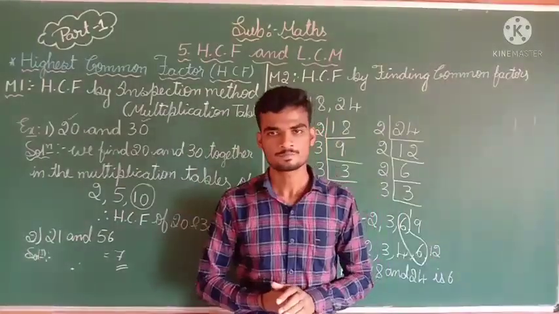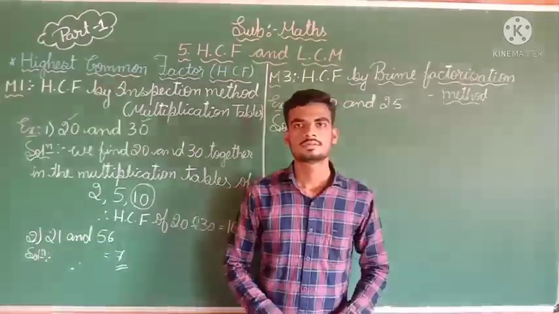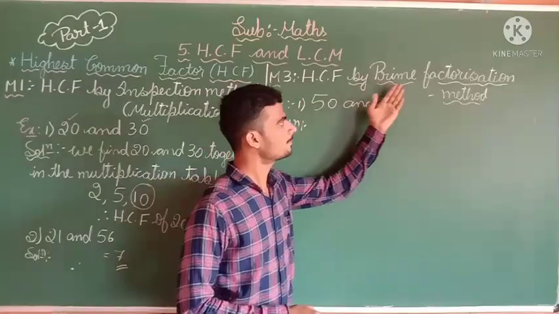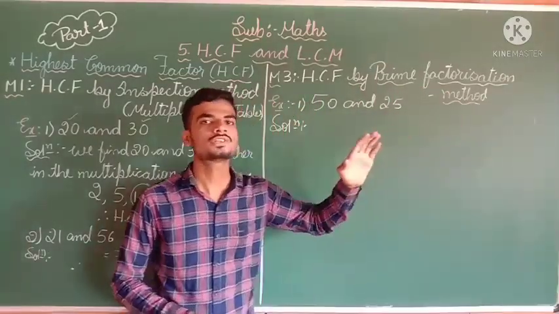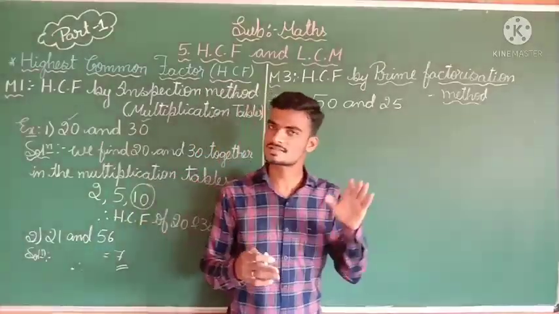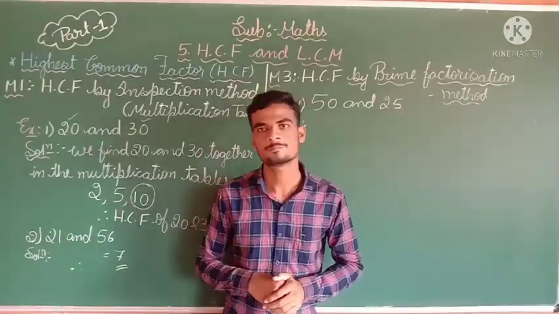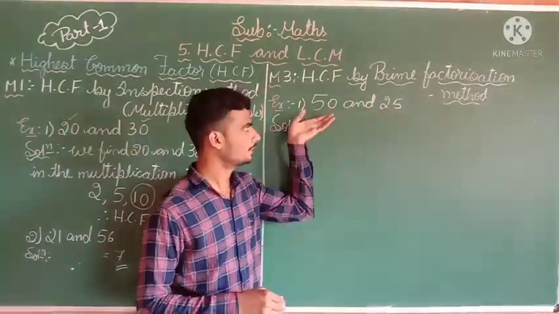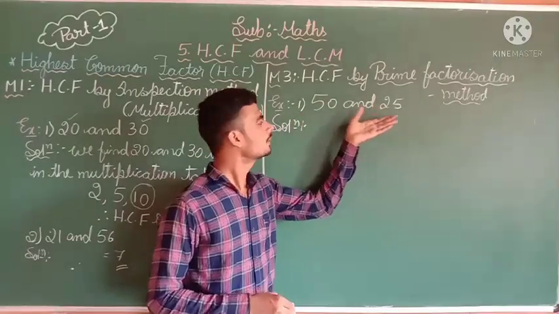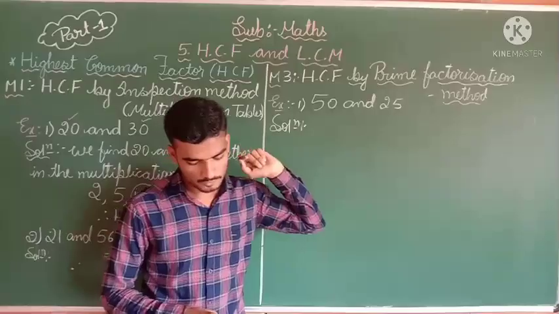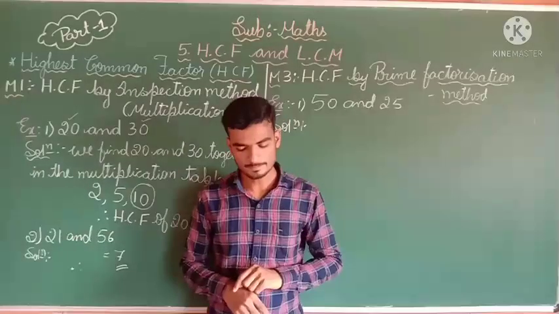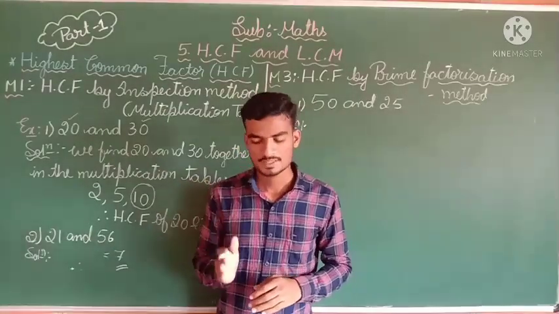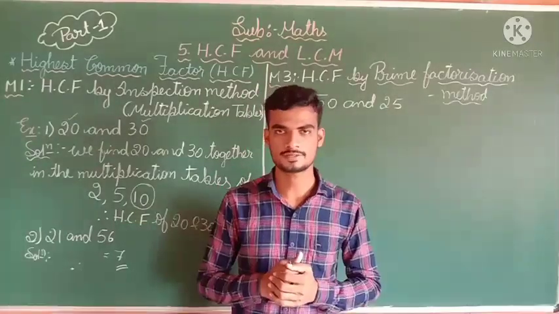Next, one more method is the prime factorization method. Dear students, now let us see method 3, HCF by prime factorization method. Here, you know we have already discussed prime factorization in a previous chapter. Now you know how to find the prime factorization of 20, 50 and 25. So now let us start. Before starting, one point you should remember: the product of all common prime factors is the HCF of the given numbers.